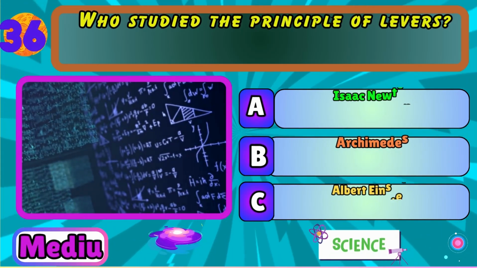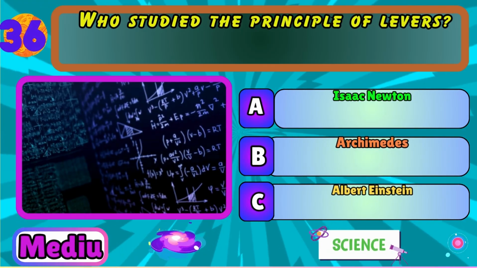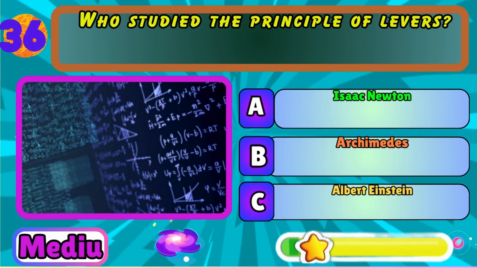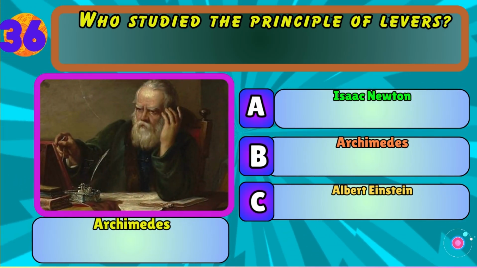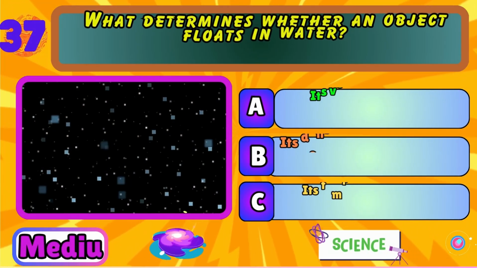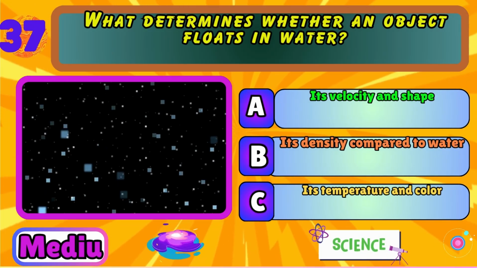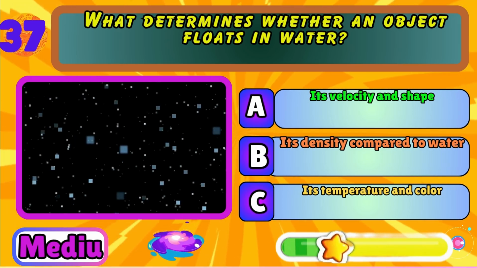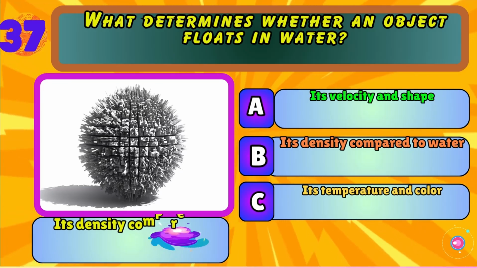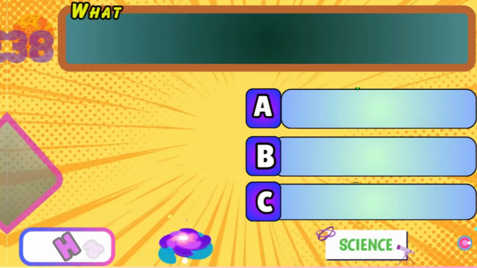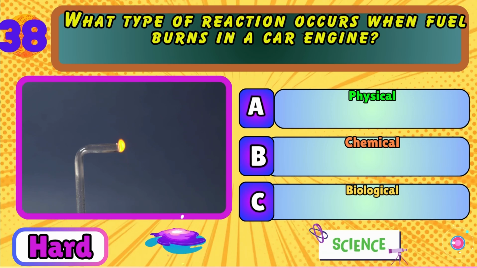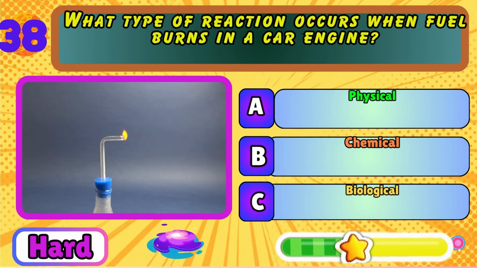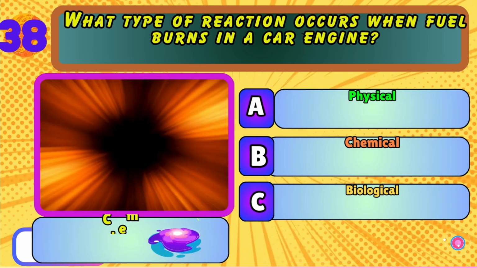Who studied the principle of levers? Isaac Newton, Archimedes, or Albert Einstein? Archimedes. What determines whether an object floats in water? Its velocity and shape, its density compared to water, or its temperature and color? Its density compared to water. What type of reaction occurs when fuel burns in a car engine? Physical, chemical, or biological? Chemical.